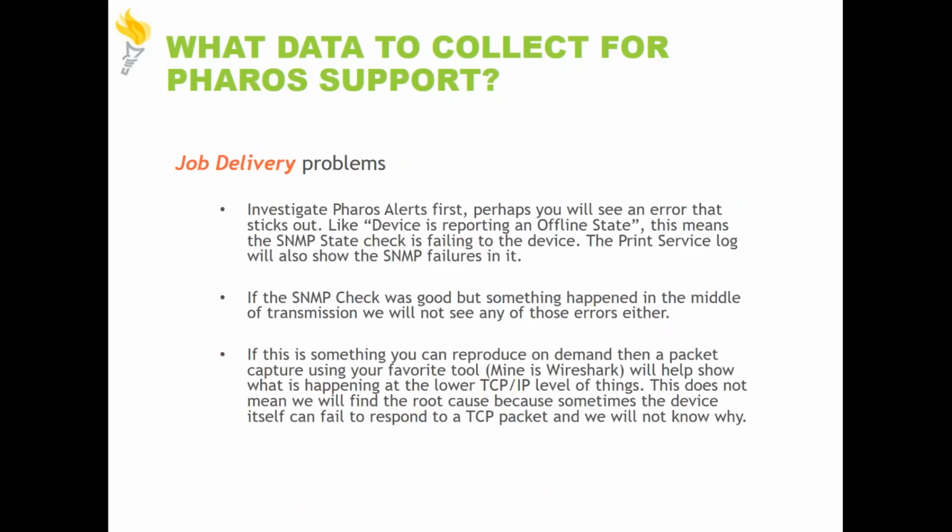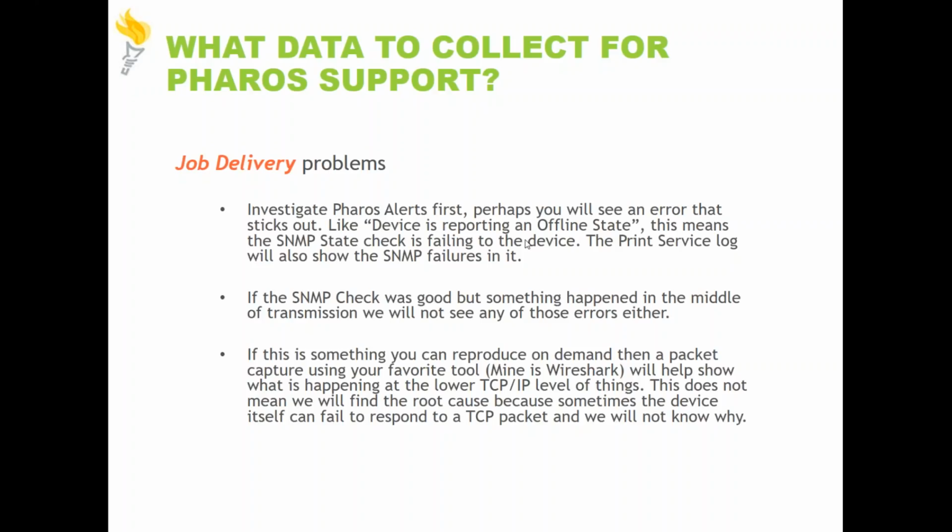So next is the job delivery problems. For job delivery, the first thing we need is to investigate the Pharos alerts. That's a common theme, because I think what you'll find when you have problems or errors or things aren't working right is, and I do this a lot when I get on the phone with customers, the first place I look is the Pharos alerts, and I see what I get. Oftentimes I find a nice error message that tells me something's not configured, or there's a script in place or something like that. So you'll see things like devices reporting in offline state.